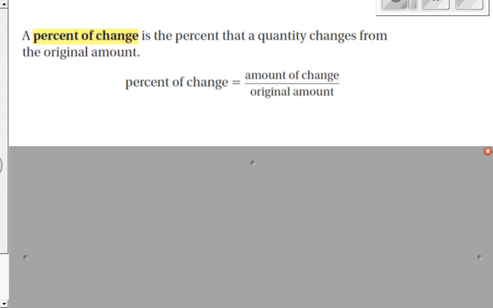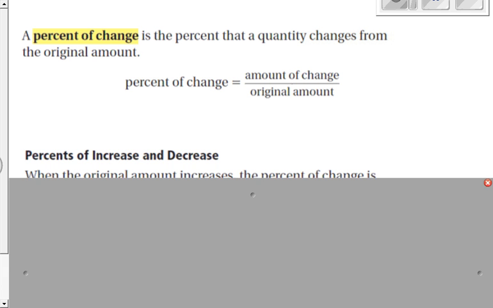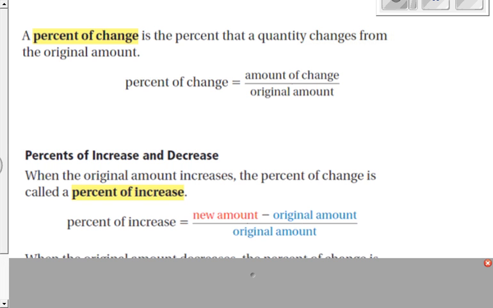Chapter 6.5, percent of increase and decrease. A percent of change is the percent that a quantity changes from the original amount. Percent of change equals the amount of change over the original amount. For a percent of increase and decrease.